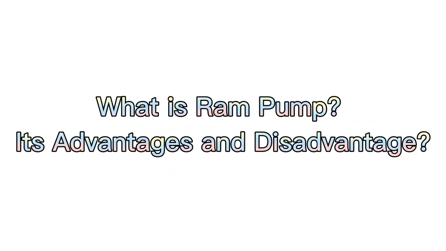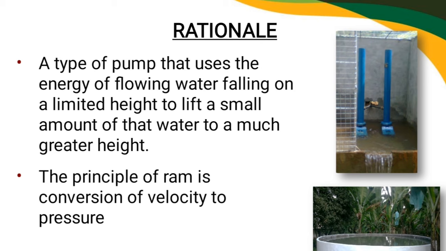So first and foremost, let's describe what is Ram Pump, its advantages and its disadvantage. So Ram Pump is a type of pump that uses the energy of flowing water falling on a limited height to lift a small amount of water to a much greater height. So its principle is the conversion of velocity to pressure.